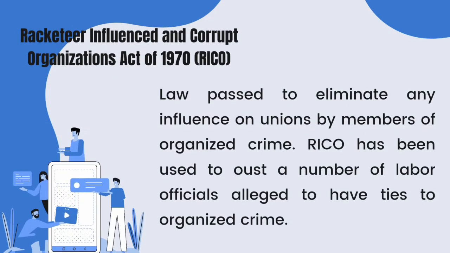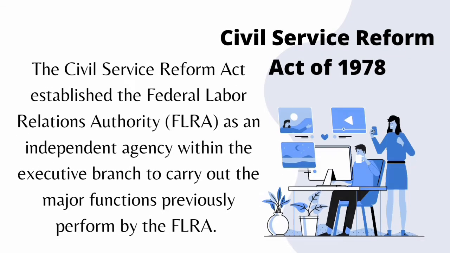Racketeer Influenced and Corrupt Organizations Act of 1970. A law passed to eliminate any influence on unions by members of organized crime. RICO has been used to oust a number of labor officials alleged to have ties to organized crime. The Civil Service Reform Act of 1978 established the Federal Labor Relations Authority, or FLRA, as an independent agency within the executive branch to carry out the major functions previously performed by the FLRA.